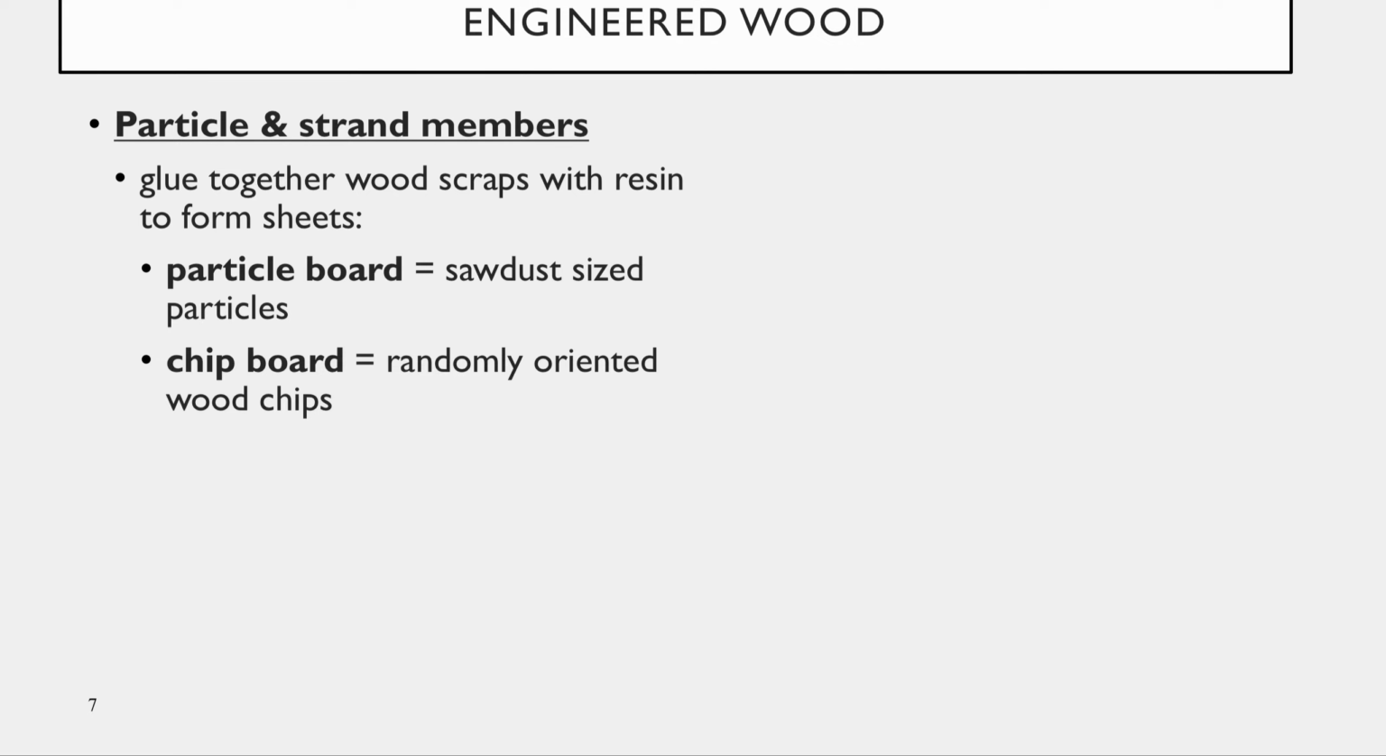Now, the additional boards that you might have out there are particle boards and chipboards. These are not structural members. Particle boards might be used to make that cheap furniture that has the plastic laminate over it, that maybe you have in your cabinet or your dorm room.